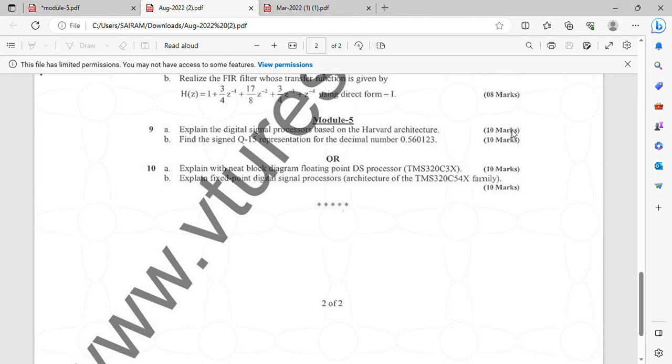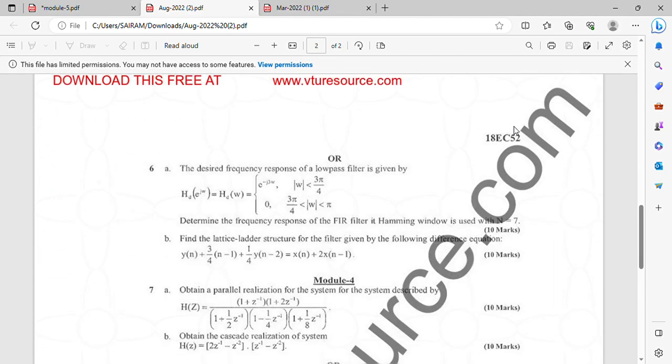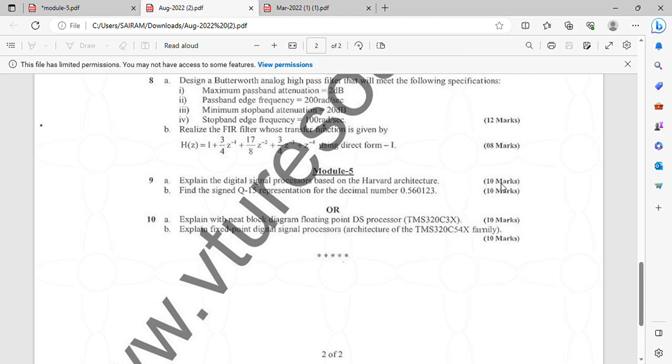Now, just a minute, I'm so sorry. See here, students, what has been asked is: explain digital signal processor using Harvard architecture for 8 marks. This question paper is 18 AC 52, July August 2021, and this other question paper is July August 2022, where this question has been asked for 10 marks.